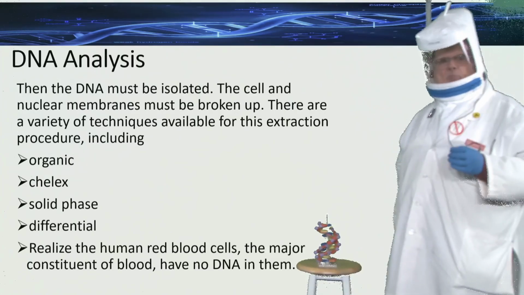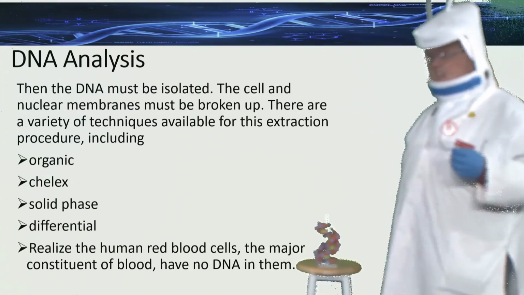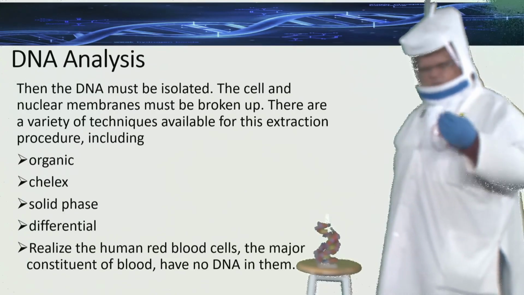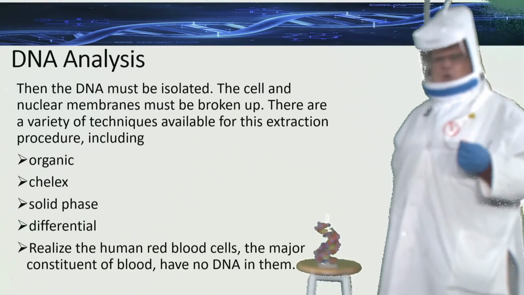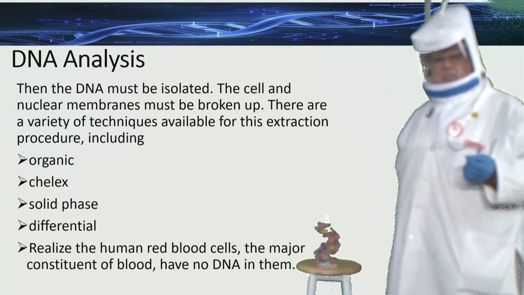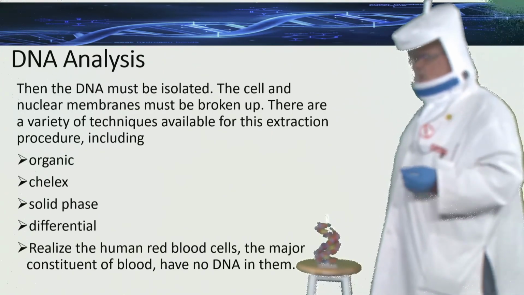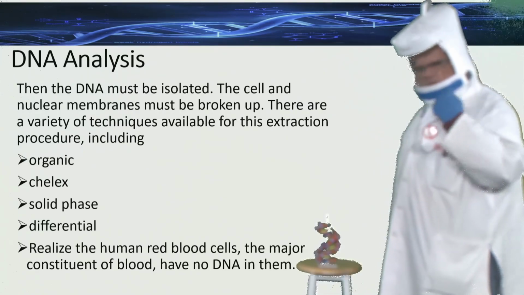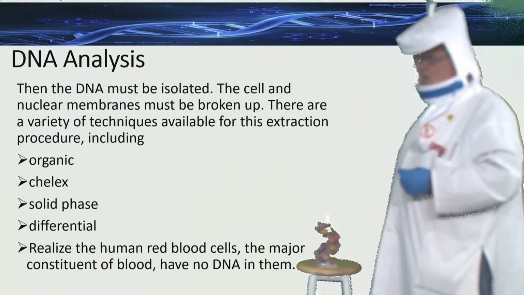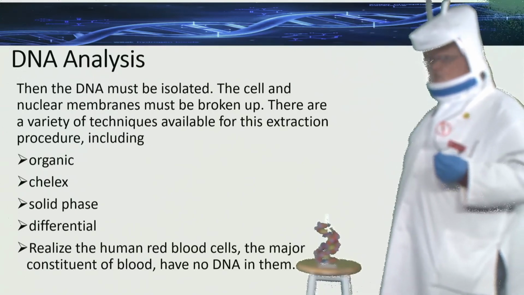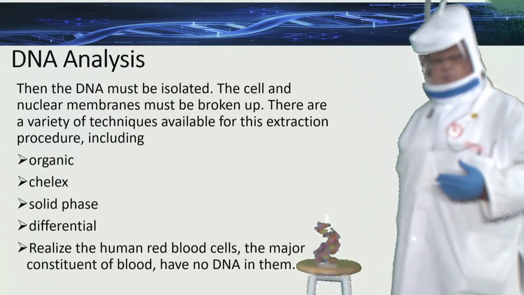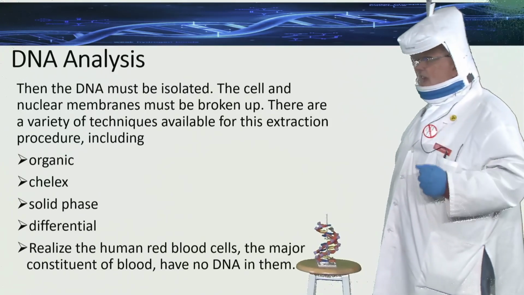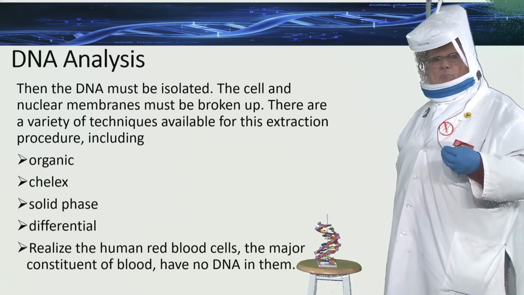Once you have a sample, then you've got to isolate the DNA. In order to do that, you've got to break down the cell membrane and then also the nuclear membrane so that the DNA can come out. Then you dissolve it in some solvent, and then you use some sort of extraction procedures. There are organic, Helix, solid phase, differential, different kinds of extraction procedures to get a sample of DNA.